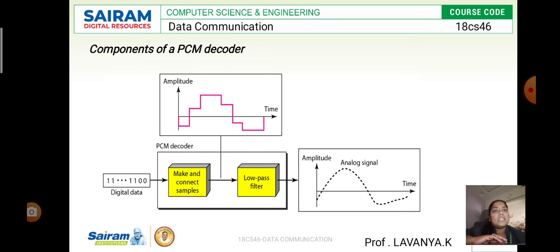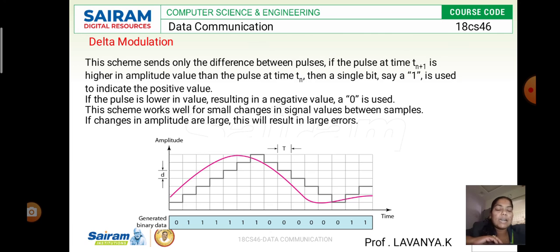In this PCM decoder, the components we use are, first, digital data, second, quantizing, and third, sampling. So these are the components of the PCM decoder. Now we will see what delta modulation is.